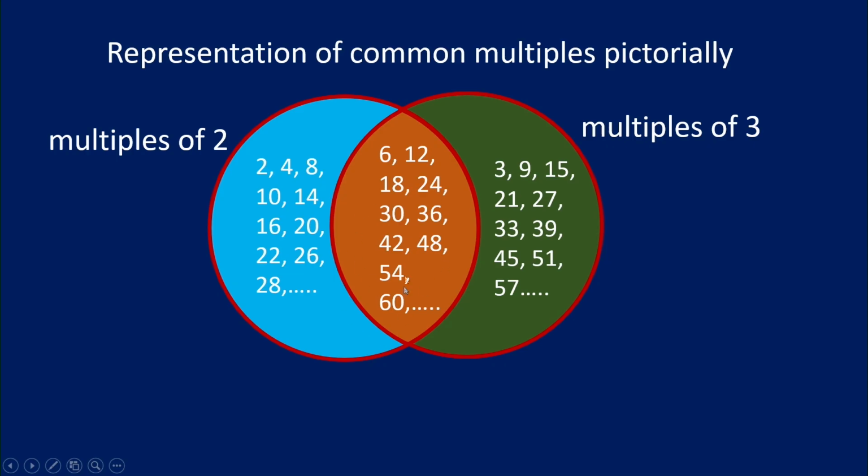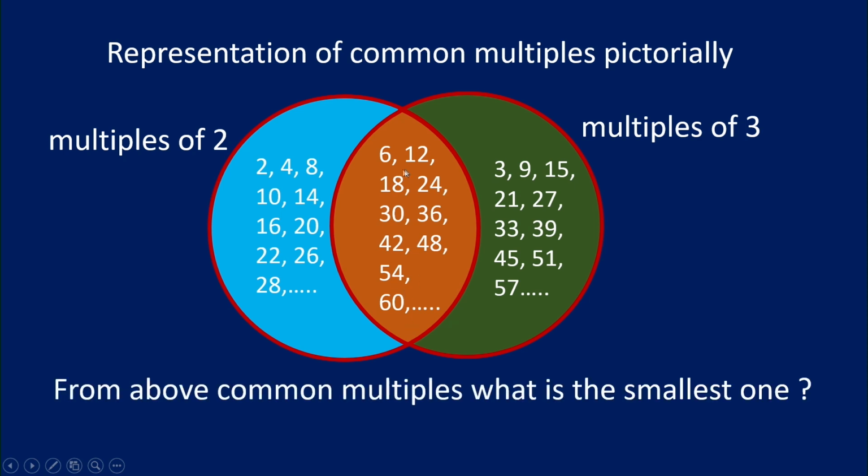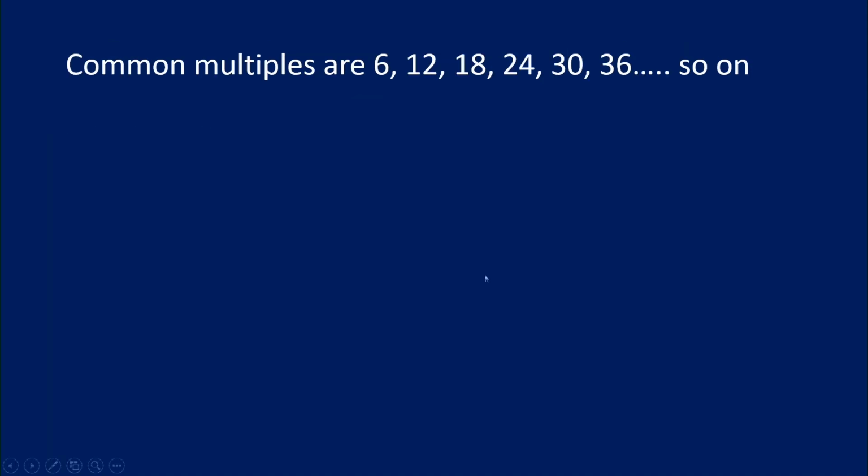Among all these, 6, 12, 18, 24, 30, these are increasing. What is the smallest common multiple among all these? From above, common multiples. What is the least common multiple? Have you found it? For this question, write the answer in your notebook. So, I am showing you here, common multiples are 6, 12, 18, 24, 30, 36 and so on. What is the smallest one here?